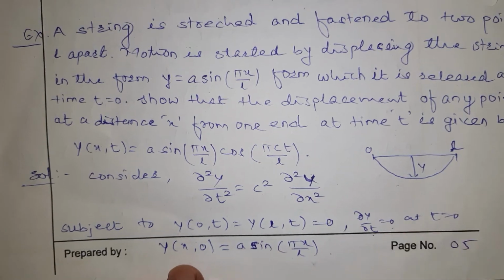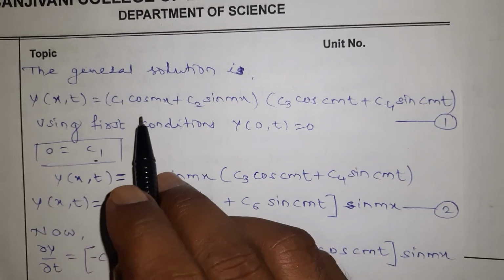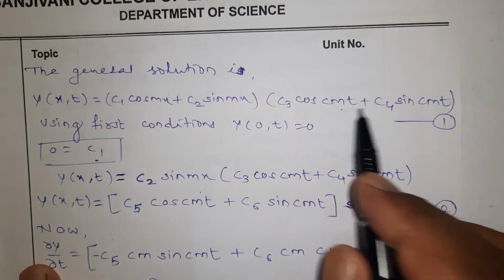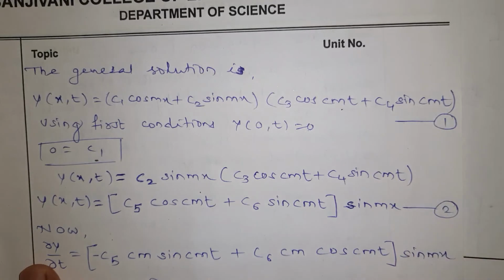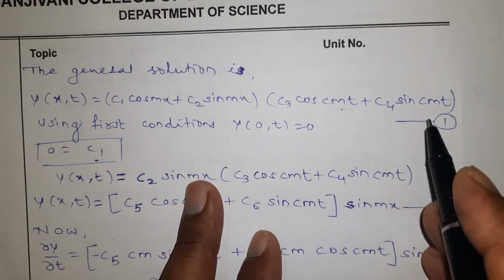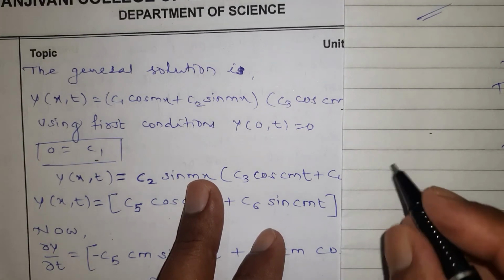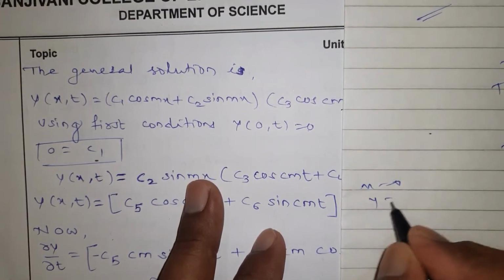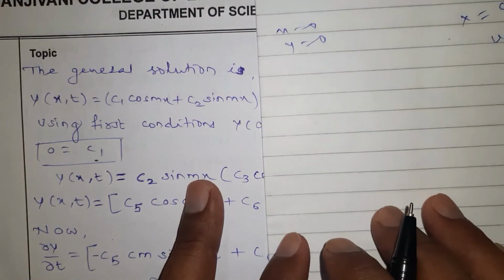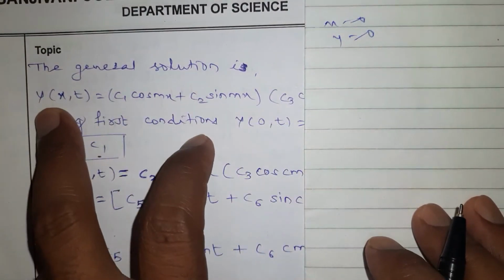We will just solve the problem. The general solution is y of xt is equal to c1 cos mx plus c2 sin mx, c3 cos cmt plus c4 sin cmt. Now use the first condition. What is our first condition? Put x equal to 0, y is equal to 0. Right? So if I put x equal to 0 and y equal to 0 in this equation, what do I get? I get y equal to 0.